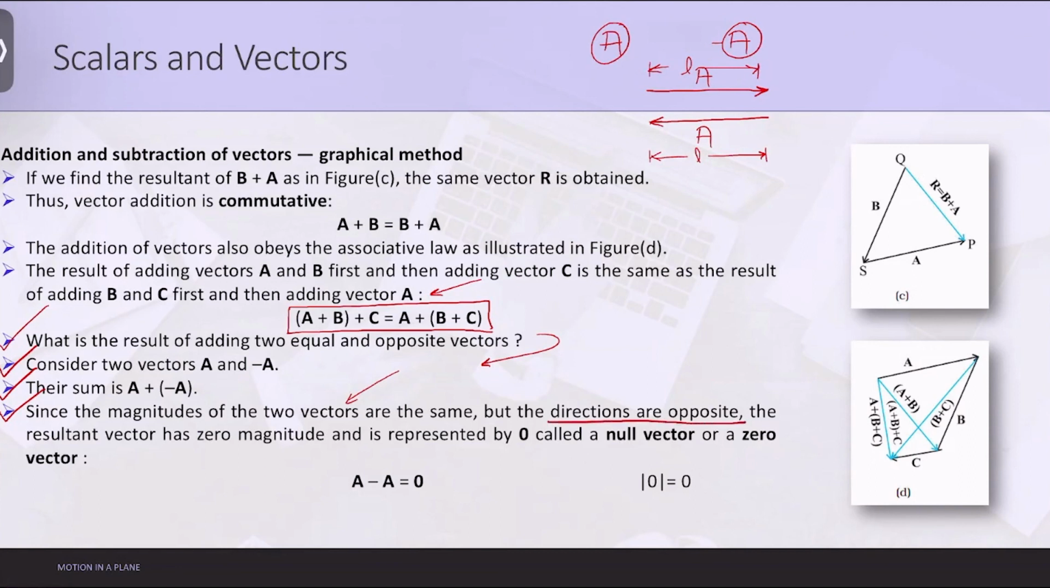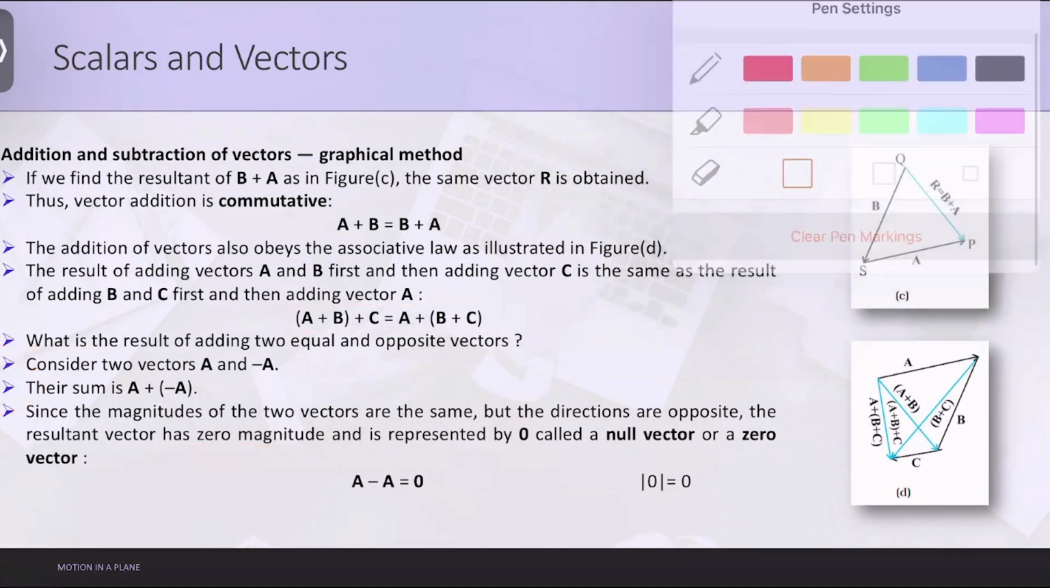Okay, so the resultant vector has zero magnitude. Quite evident, because length minus length will give you zero. Hence we can say that the addition, let us say I write this as equal to some vector z, and the magnitude of that vector z would be equal to zero. That is written here: the resultant vector has zero magnitude and is represented by zero. This is in bold, which is also called a null vector or a zero vector.